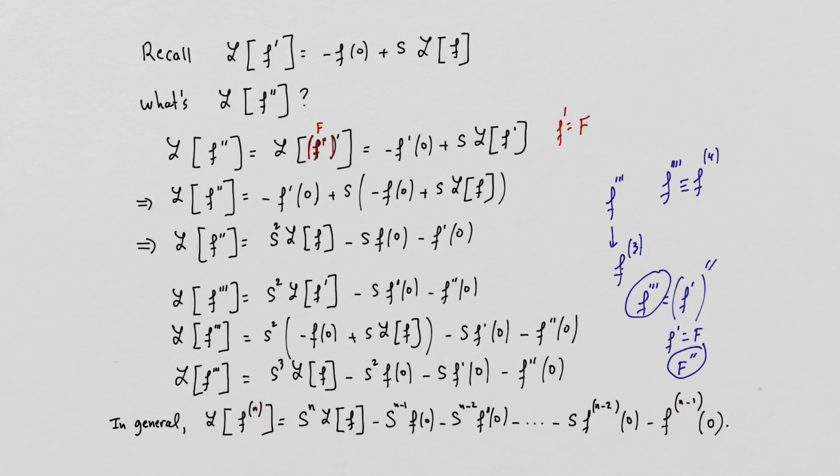If you plug in 3 here, you get s cubed, Laplace transform of f, here it is. S squared, because n is 3. F of 0, here it is. N is 3, you get 1 minus s, f prime of 0, here it is. The last one is 3 minus 1, which is 2. So f double prime of 0, here it is. Okay? And of course there is nothing in between, there are only 4 terms.